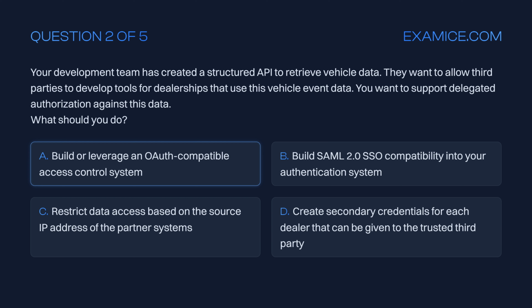Option A. Build or leverage an OAuth-compatible access control system. Option B. Build SAML 2.0 SSO compatibility into your authentication system. Option C. Restrict data access based on the source IP address of the partner systems. Option D. Create secondary credentials for each dealer that can be given to the trusted third party.